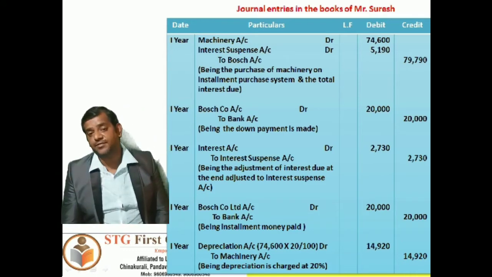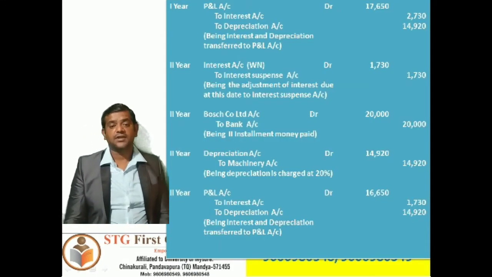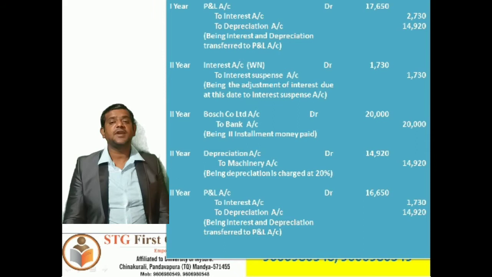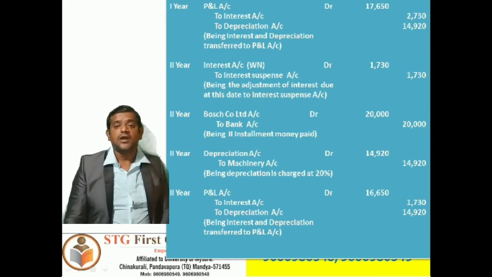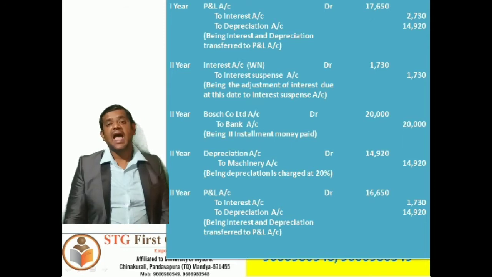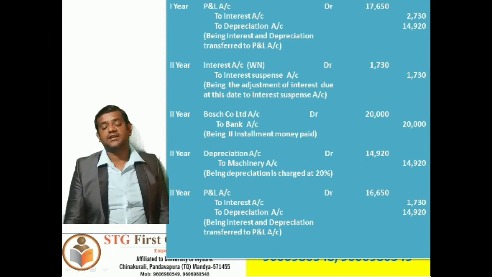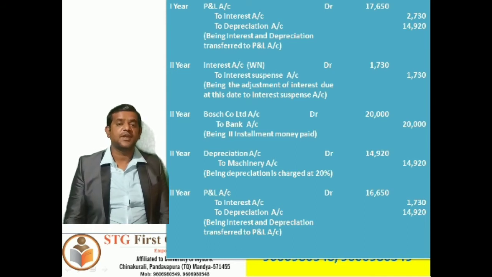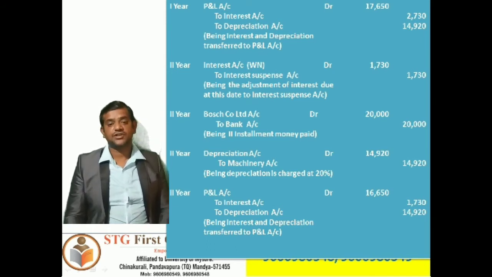So how much is the depreciation? 20%. So next again first year, P&L account debtor to interest account to depreciation account. So here we know how much is the interest, that is 2,730, and we know the depreciation 14,920. Add both, so you will get 17,650, that is P&L account. So here we are going to transfer the interest and depreciation to P&L account, being interest and depreciation transfer to P&L account.